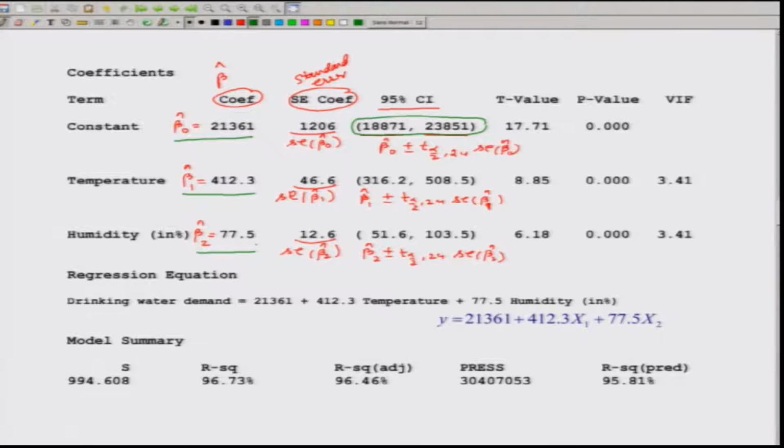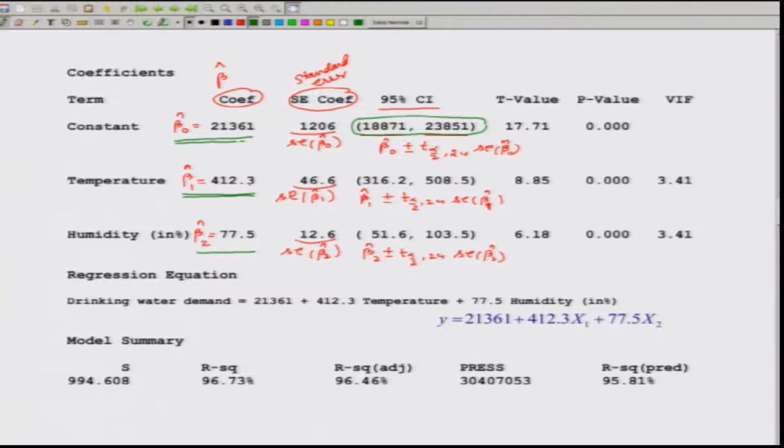The physical interpretation of beta hat naught is the following: when x1 is equal to 0 and x2 is also equal to 0, then the average value of y is going to be 21361, right? And similarly, the physical interpretation of beta 1 hat is that when there is a unit change in the value of x1, for example, in this case x1 is the temperature, so when the temperature changes by 1 degree centigrade, then the change in the average value of y is 412.3.